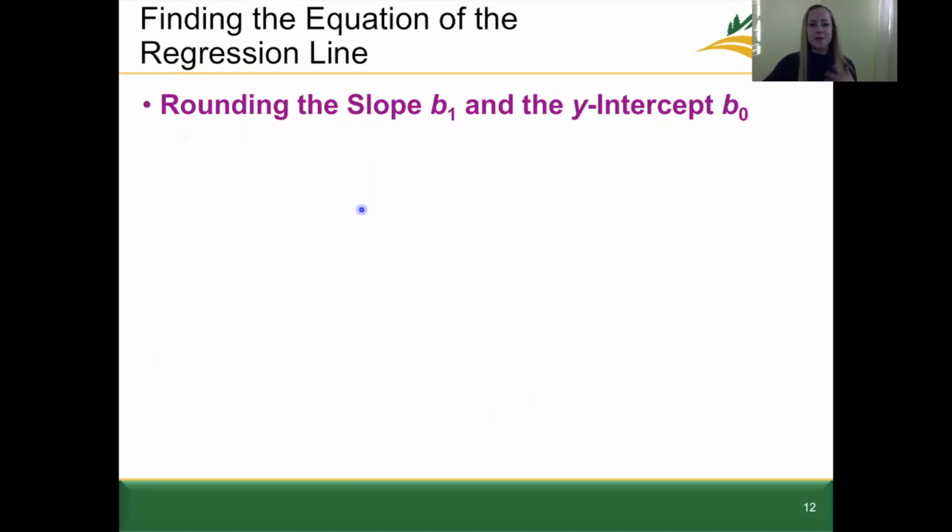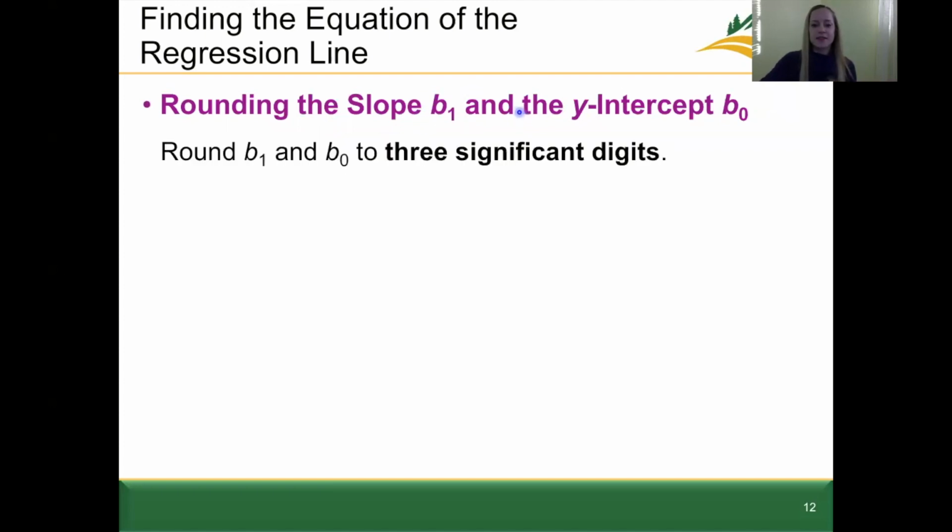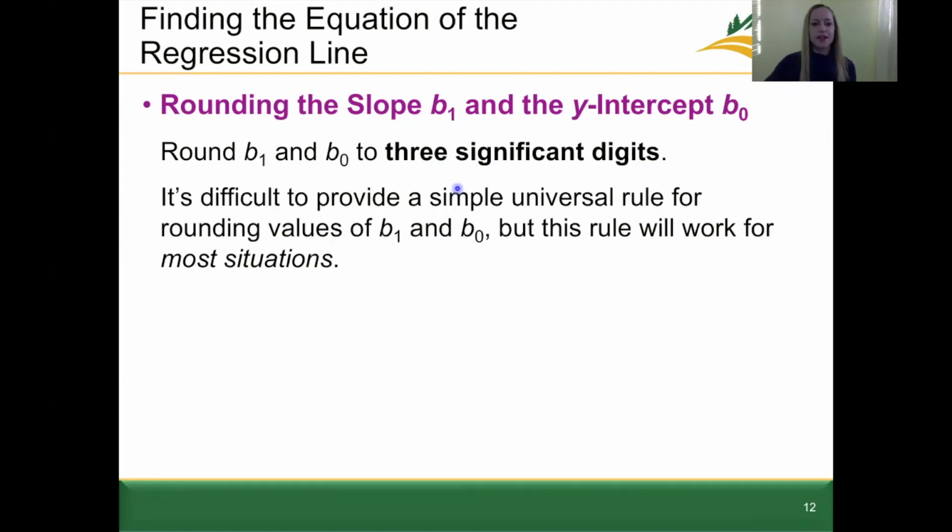Next, for the rounding, when we're finding the equation of a regression line, we should round our slope B1 and the y-intercept B naught to 3 significant digits. So notice 3 significant digits rather than 3 digits past the decimal place. We'll do 3 significant digits in total. But note here, it's difficult to provide a simple universal rule for rounding values of B1 and B naught, but this rule will work for most situations. So again, 3 significant digits for both B1 and B naught.